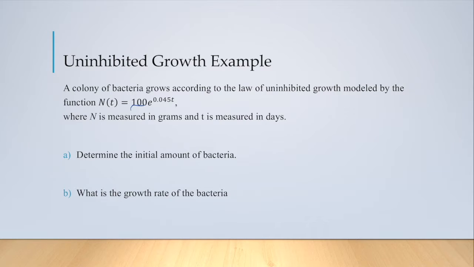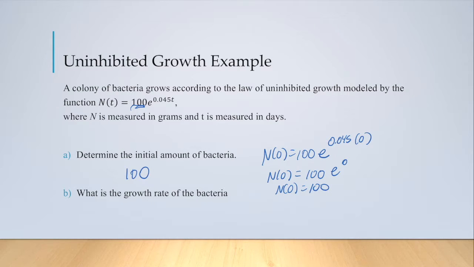Well, the initial amount is going to be 100, but let me show you why. If I have N(0), that's 100e^(0.045 times t), where t is 0. So N(0) is 100 times e^0. Well, any number to the 0 power is 1. So N(0) is 100. Our growth rate of our bacteria is our constant k, which is 0.045.